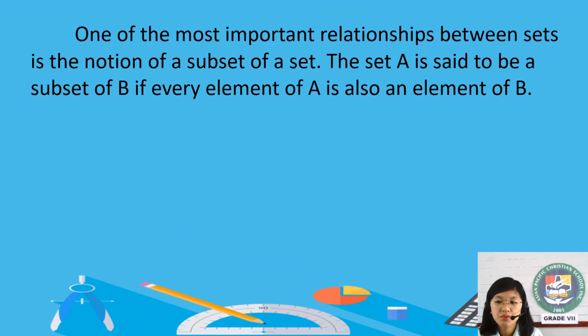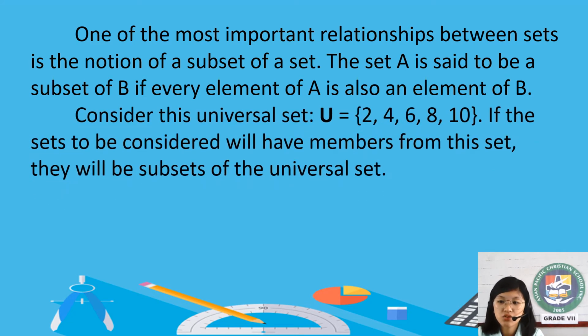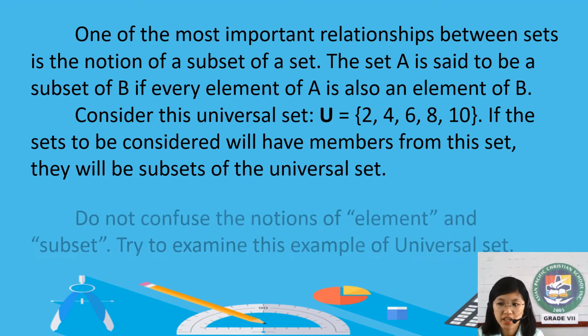Next, one of the most important relationships between sets is the notion of a subset of a set. The set A is said to be a subset of B if every element of A is also an element of B, so take note of that. And consider this universal set. For example, the elements of set U are 2, 4, 6, 8, and 10. If the sets to be considered will have members from this set, they will be subsets of the universal set.